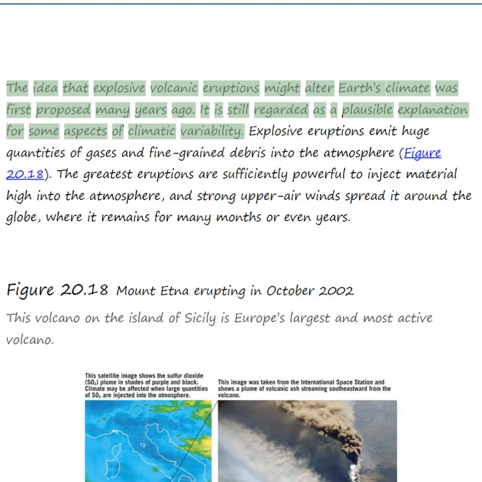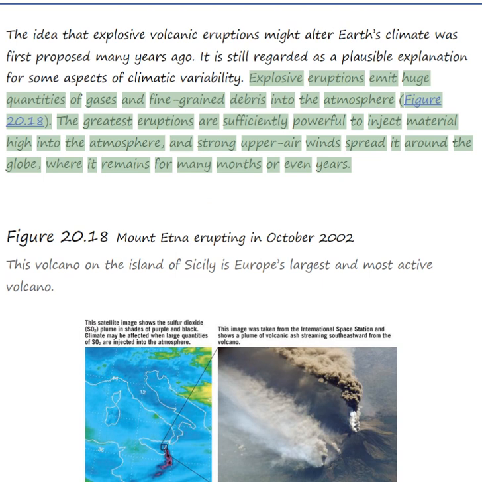The idea that explosive volcanic eruptions might alter Earth's climate was first proposed many years ago. It is still regarded as a plausible explanation for some aspects of climatic variability. Explosive eruptions emit huge quantities of gases and fine-grained debris into the atmosphere. The greatest eruptions are sufficiently powerful to inject material high into the atmosphere, and strong upper air winds spread it around the globe, where it remains for many months or even years.